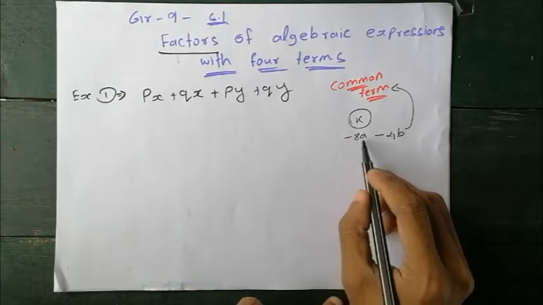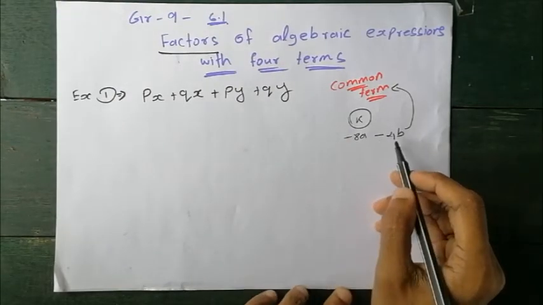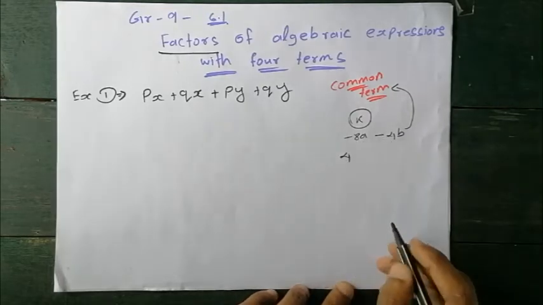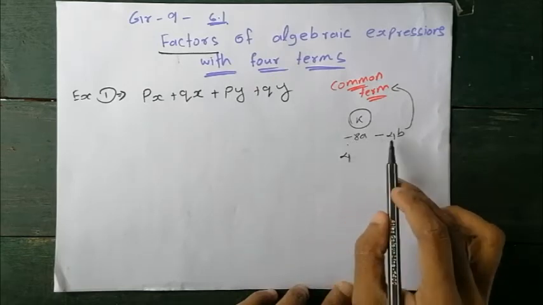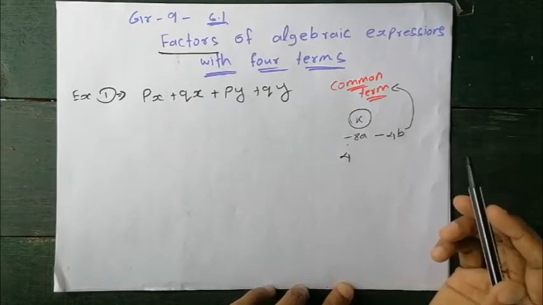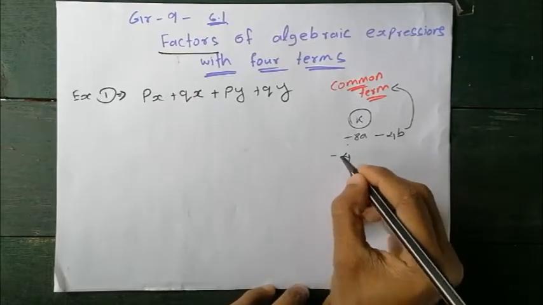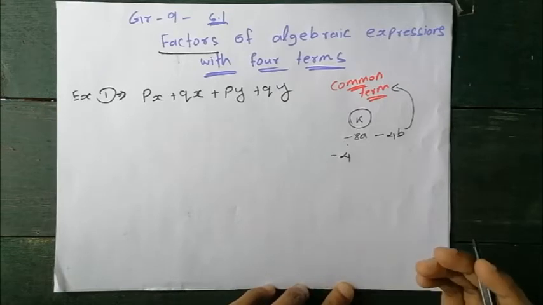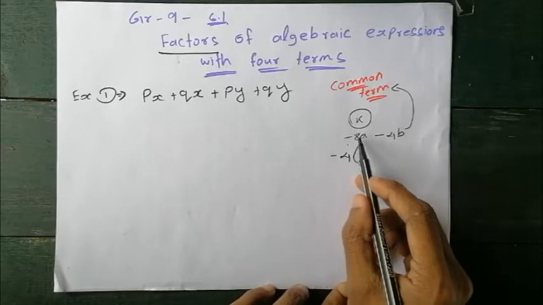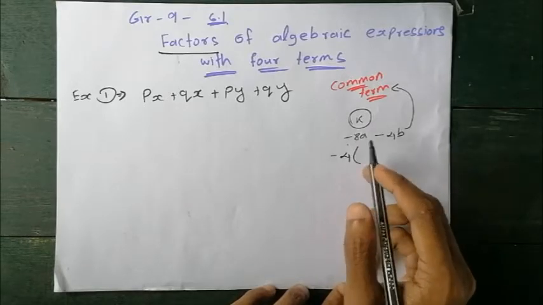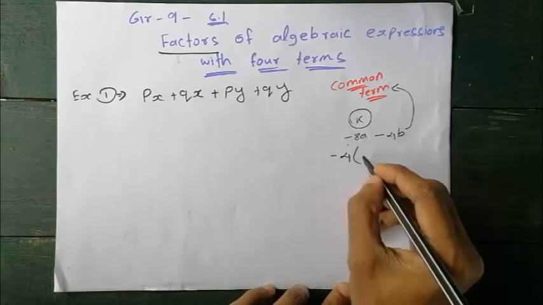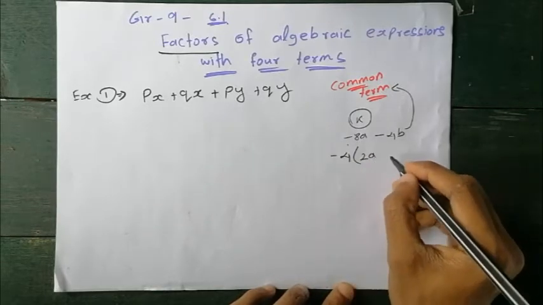So from 8a and 4b, easily we can pick the numerical value 4 as the common term. Both these terms are negative, so minus is also a common sign. So we are taking values with sign. So we take minus 4 from minus 8. The remaining is found by dividing: 8 divided by 4 is 2. So 2, and the a is remaining.